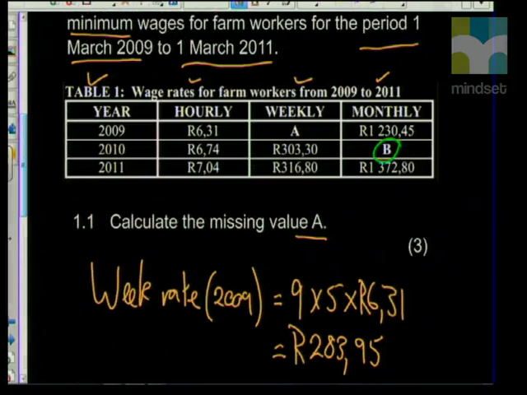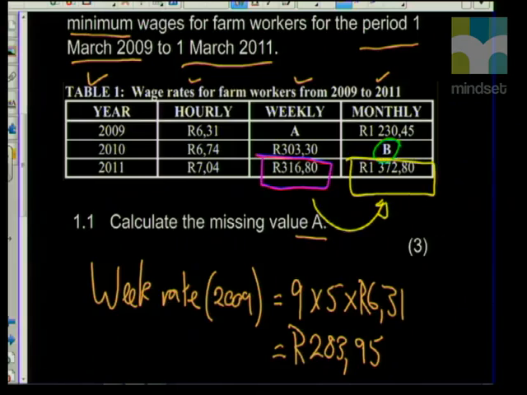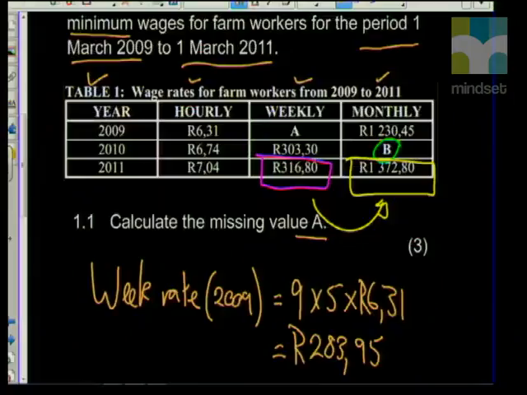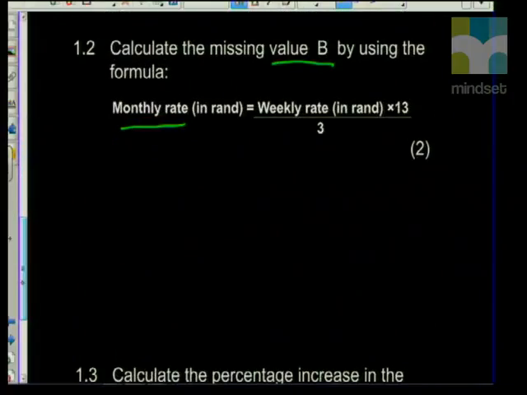What if they hadn't given you the formula? Well, what you would be able to do is you'd be able to take this value here, which is the weekly rate, and you'd be able to take this value here, which is the monthly rate. Take the monthly rate and divide it by the weekly rate, and that would give you a factor. Whatever you do to the one line, you'd have to do to the other. And if you do that, you'd then be able to calculate B. We'll see if we've got time to perhaps look at that particular calculation.